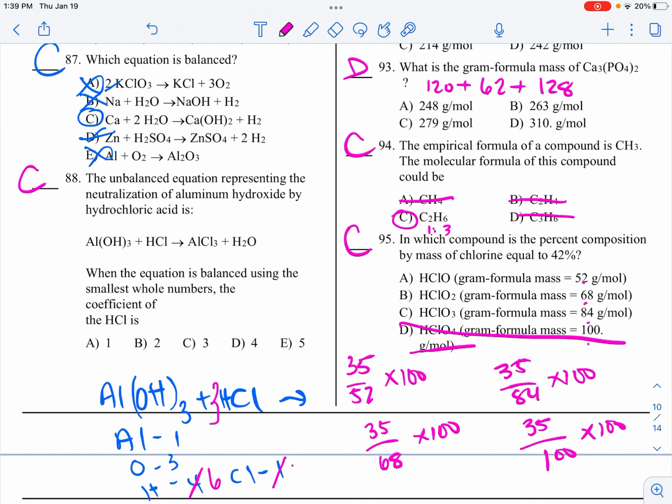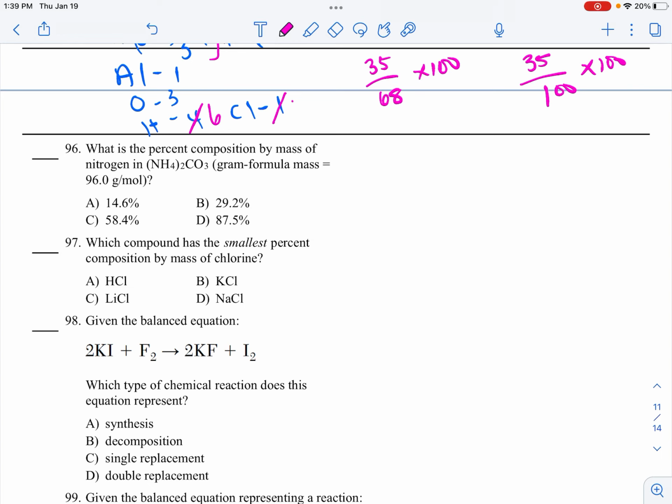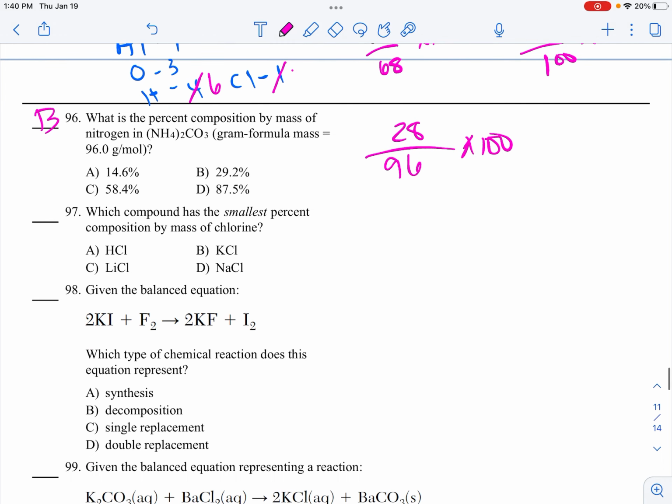What is the percent composition of nitrogen? So there are 2 of them, so that's 14 times 2 is 28. Gave you the whole thing, though. That's nice. 28 divided by 96 times 100 is 29.1, which rounds to that. Smallest percent composition by mass of chlorine. So 35 is chlorine.